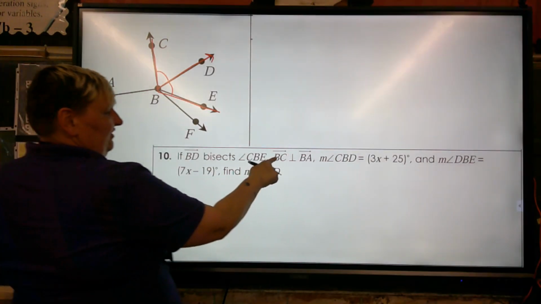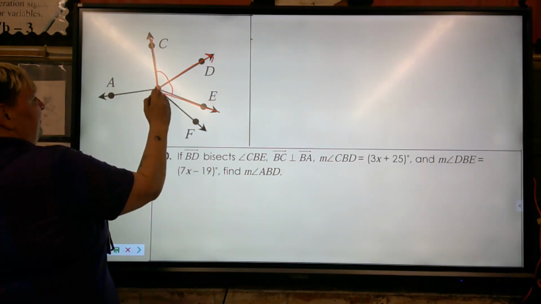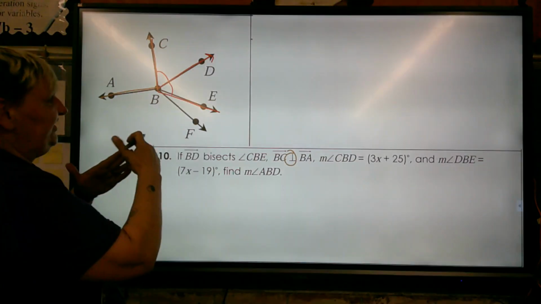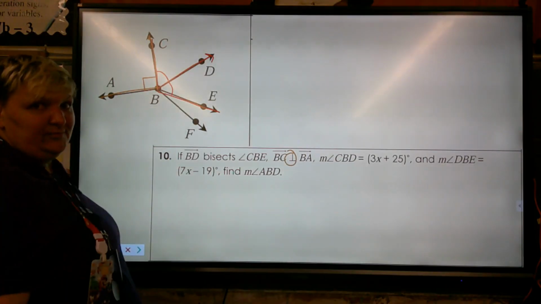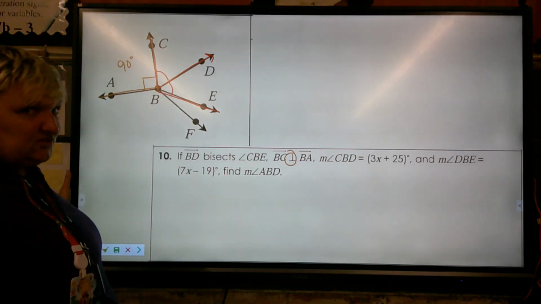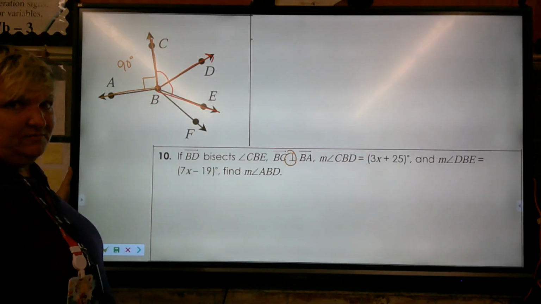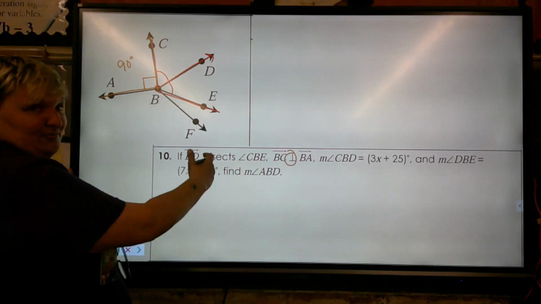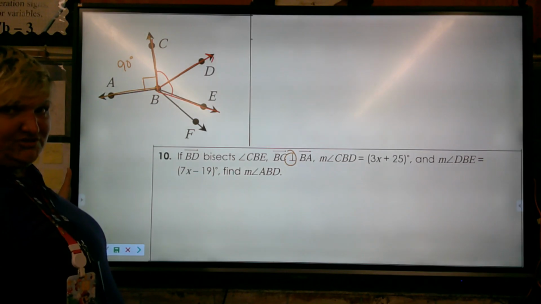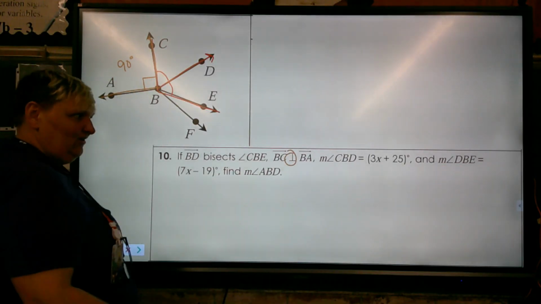All right? BC and BA are perpendicular, meaning they create a 90-degree angle. We can label that. 90-degree angles have to be 90 degrees. So we already know what that one is. It's going to give you all the clues, our little math detectives. Your job is to take the clues, put together the puzzle, and solve the mystery. I think I'm going to call us math detectives, because that's what we are.